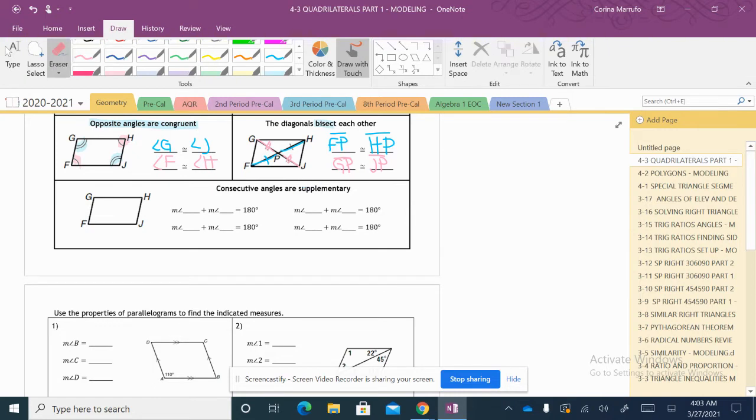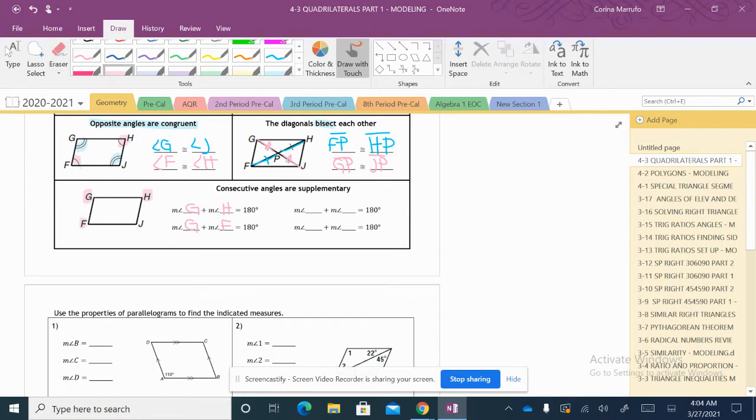So consecutive angles means the ones that are side by side. For example, G is side by side with H. So the measure of angle G plus the measure of angle H is going to be 180. Now G is also consecutive with F. So the measure of angle G plus the measure of angle F is going to give us 180.